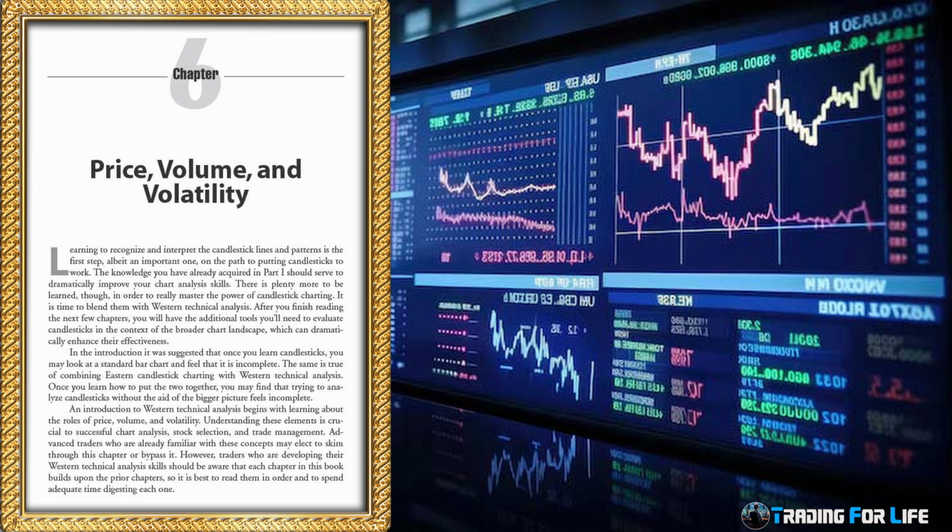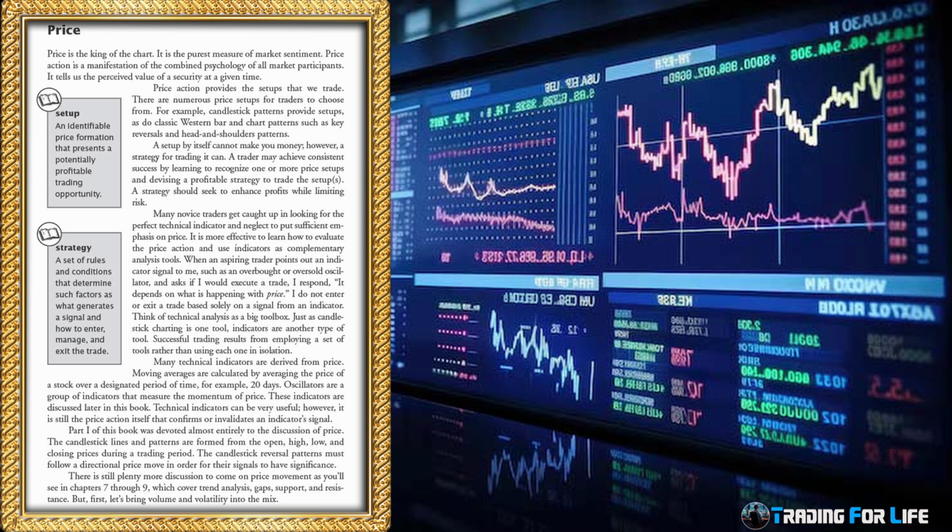However, traders who are developing their Western technical analysis skills should be aware that each chapter in this book builds upon the prior chapters, so it is best to read them in order and to spend adequate time digesting each one. Price. Price is the king of the chart.